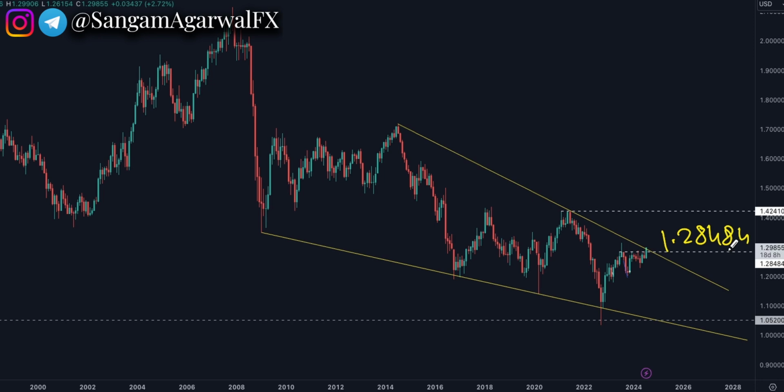So this is the monthly chart, monthly candlestick. Watch carefully on intraday if we see rejection or not. If this month's candlestick closes below this level, then you can say trend reversal has begun.